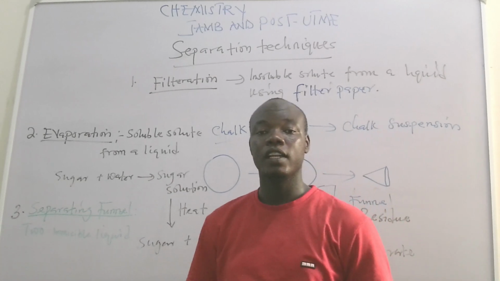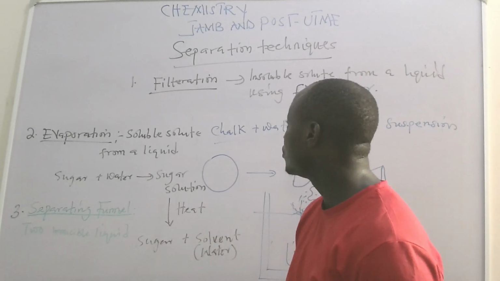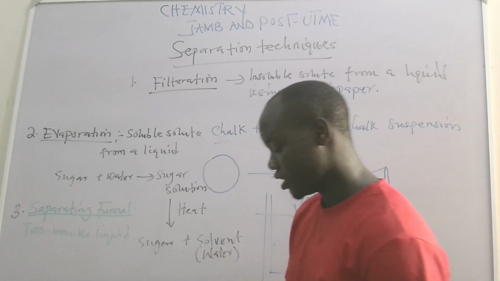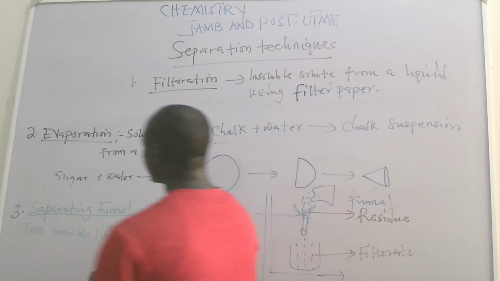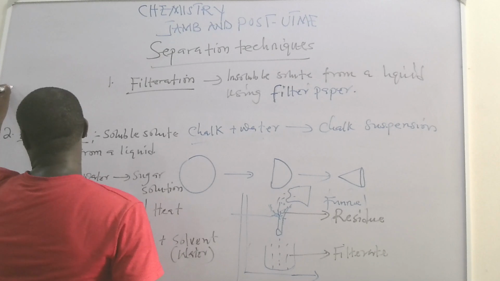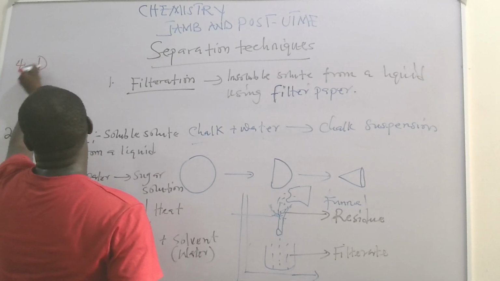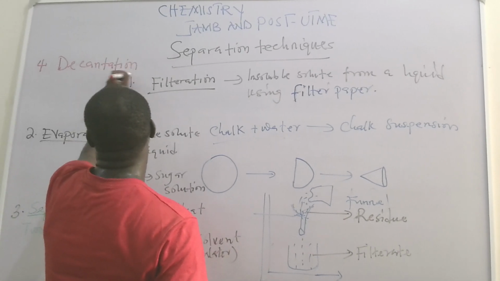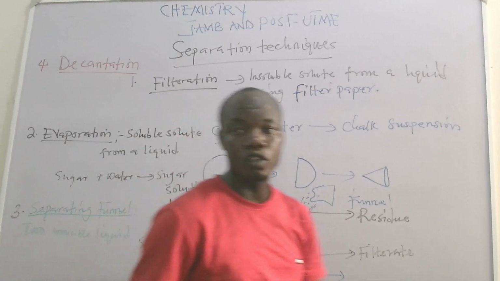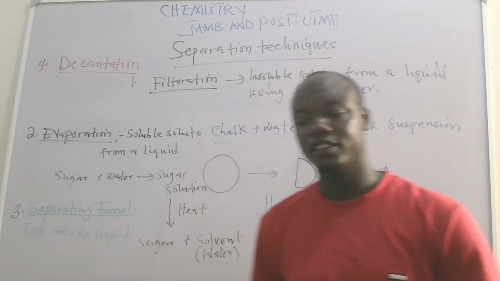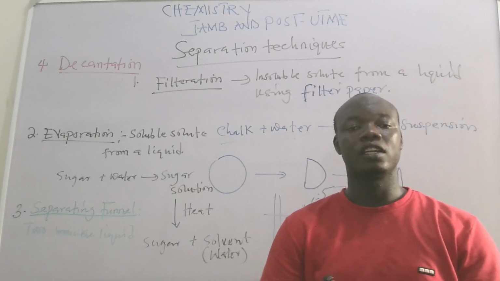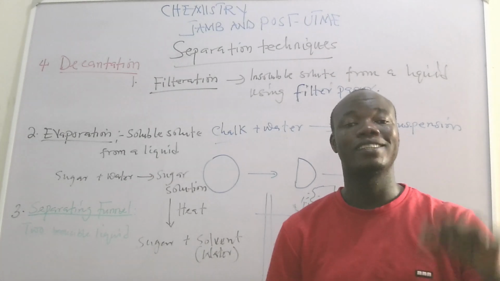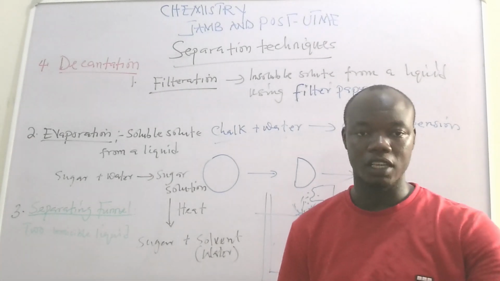Okay, so the next thing after the separating funnel that we are going to look at is decantation. What happens in the case of decantation? Decantation is a process used to separate denser substances from less dense substances.